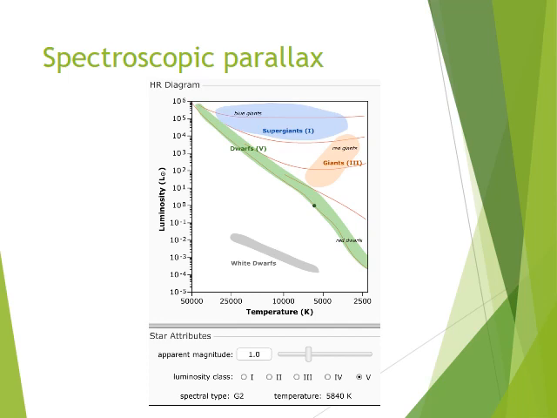Okay, so the question asks us, what is the radius and luminosity of a star that is classified as a G2-3? We've got this little simulation here that shows an HR diagram with the different luminosity classes: white dwarfs, giants, supergiants, and main sequence stars. We want a G2. We can choose our spectral type, and remember that spectral type has to do with the temperature of the star. I'm already at a G2.